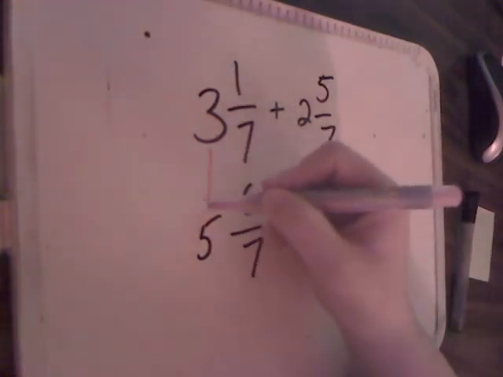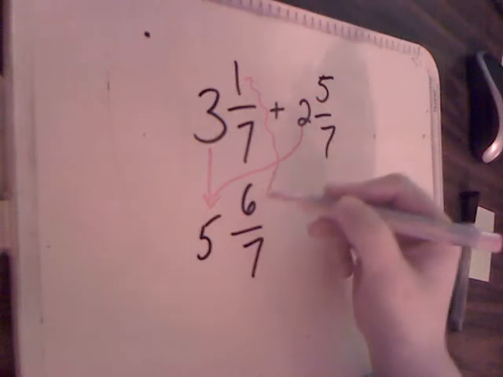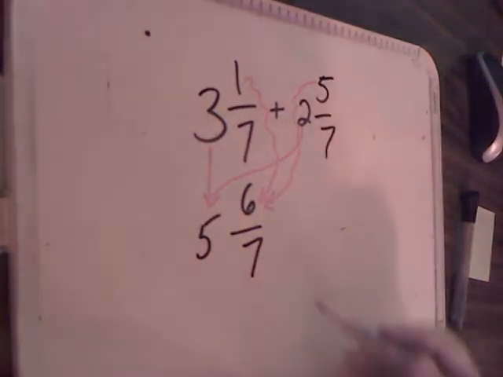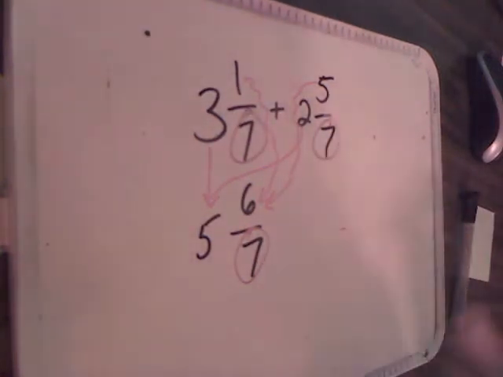You take the whole numbers, and those go together, and you take the numerators, and those go together. The denominators don't change. That stays the same. It gets slightly more complicated when you look at mixed numbers that do not have the same denominator.